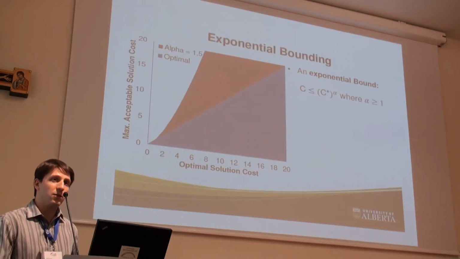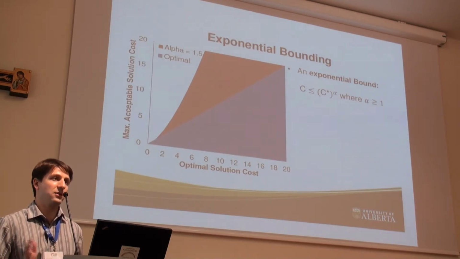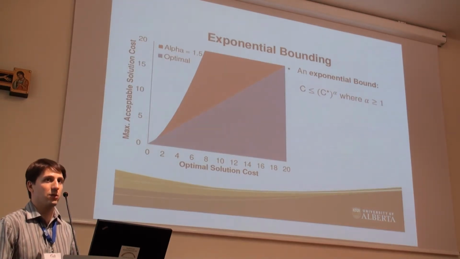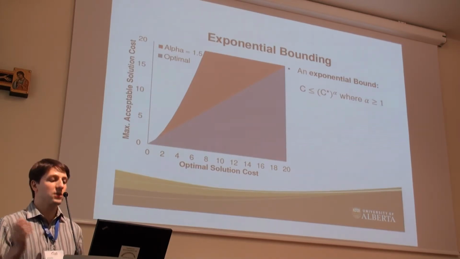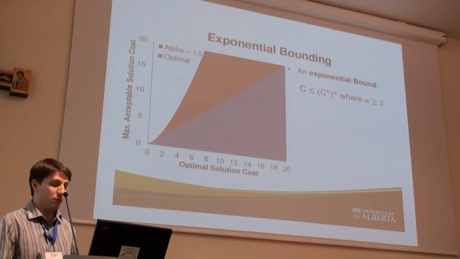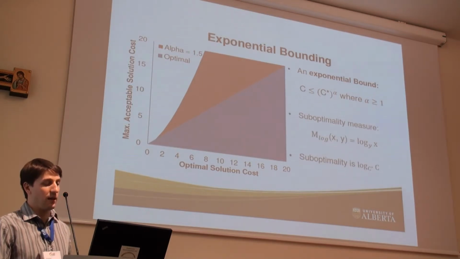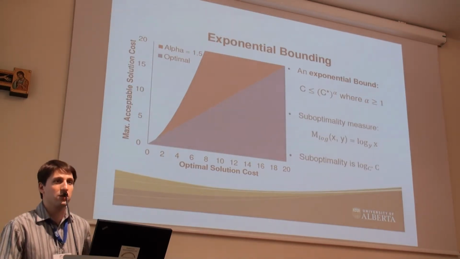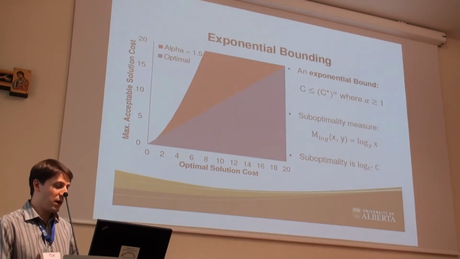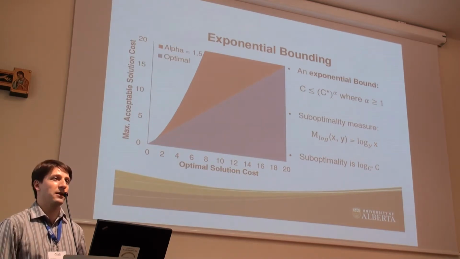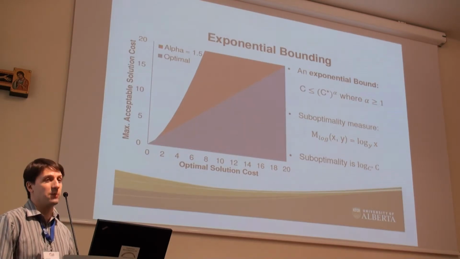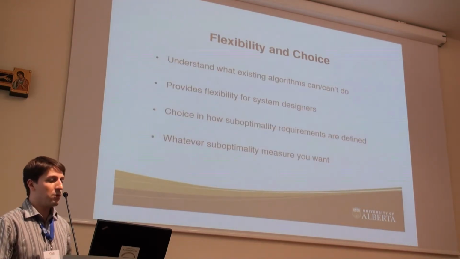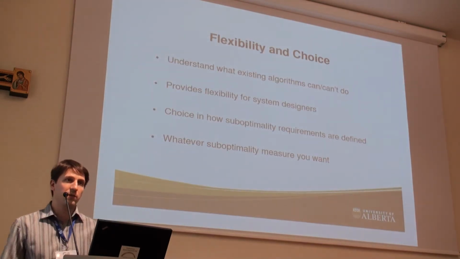Here's the other way, where you're allowing even more space as your optimal cost grows. We're talking about returning a solution that is no larger than the optimal to some power alpha. Here I have what alpha 1.5 looks like, and this corresponds to this strange looking suboptimality measure. Perhaps this is not the suboptimality measure that you would prefer, but it is perhaps one that someone else may prefer. So what we're really looking at is trying to introduce more flexibility in choice.